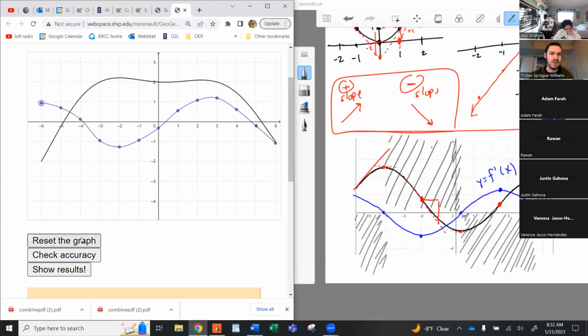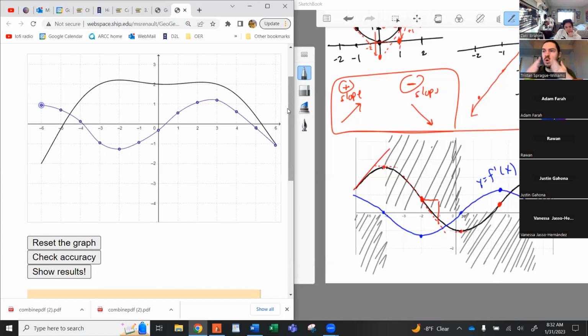With different curves. They're always going to be smooth curves, never any points or corners. But it's a good way to practice figuring out what the graph of the derivative looks like. Check your accuracy and then show the result to see if you're right.